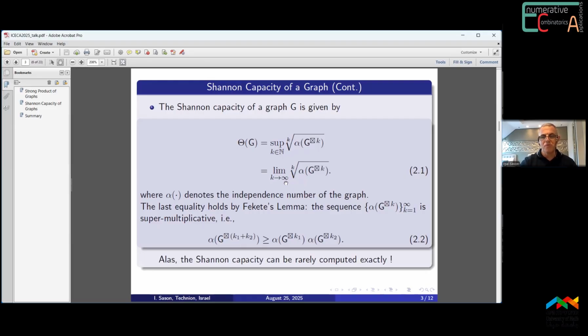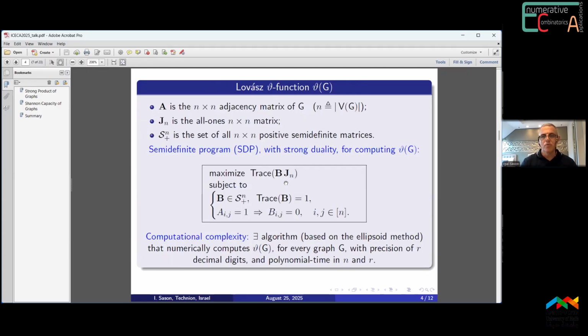Because of that, it's natural to ask about lower bounds and upper bounds, to get some computable bounds in order to estimate the Shannon capacity of a graph. There is the Lovász theta function, theta of G, that is formulated here as a semidefinite program and is shown in a paper by László Lovász from 1979 to be an upper bound on the Shannon capacity.